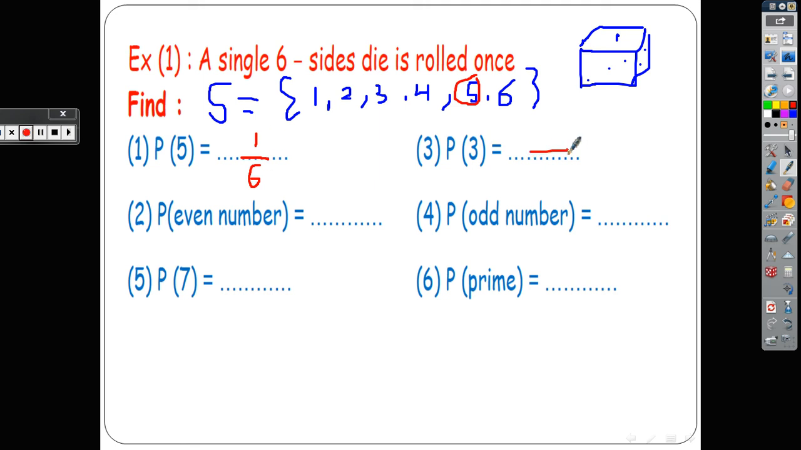Now if you want to find the probability of the 3, you also write 1, because you have only one 3, over a total of 6.